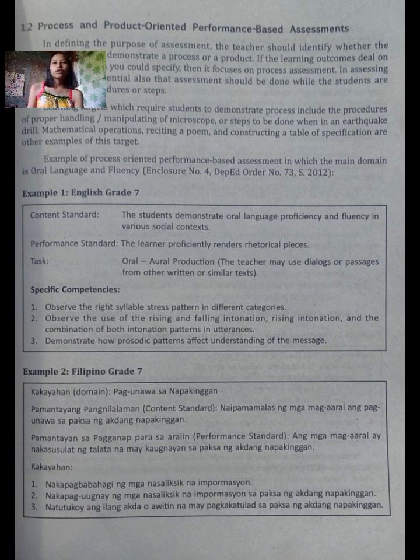Learning targets which require students to demonstrate a process include the procedure of proper handling and manipulating of a microscope, or steps to be done during an earthquake drill. So those are examples of process and product-oriented performance-based assessment. We have here some other examples for English grade 7 and Filipino grade 7. Those are some other examples of specifying whether a student is to perform or demonstrate a process or a product.